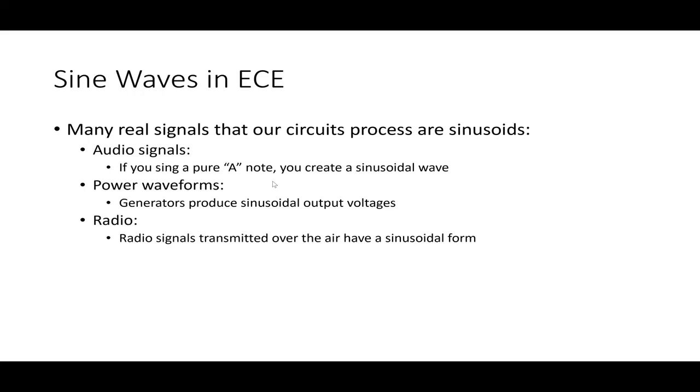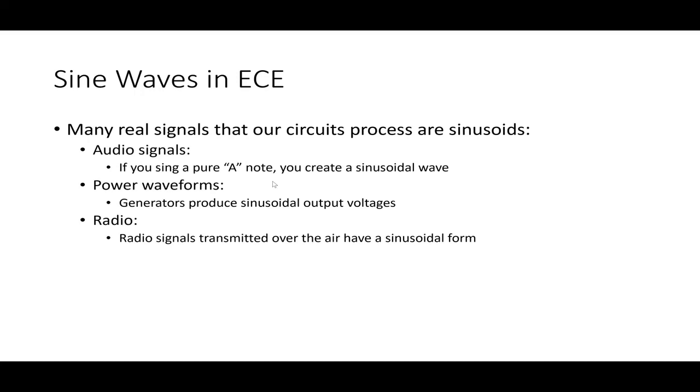I mentioned solar panels. Solar panels are DC, but they're hooked up to electronics that make sure that what they put onto the grid is a 60 hertz sine wave. Radio waves that are transmitted over the air also have a sinusoidal form, so our radio circuits have to be able to deal with sine waves.